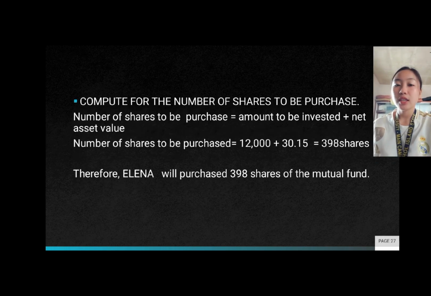Given the problem, let's compute for the number of shares to be purchased. So we are done computing the net asset value. Let's just substitute it. The number of shares to be purchased is equal to the amount to be invested divided by the net asset value. So the number of shares to be purchased is 12,000 divided by the net asset value that we have computed, 30.15. And the number of shares to be purchased is equal to 398 shares. Therefore, Elena will purchase 398 shares of the mutual fund.